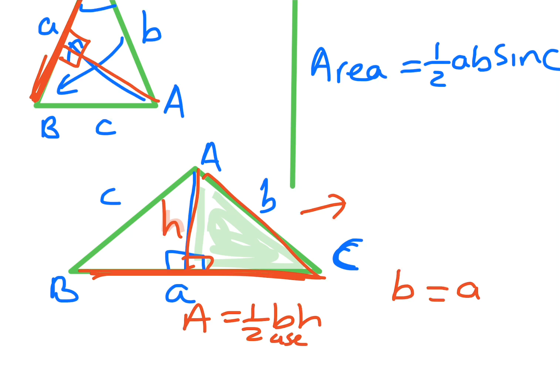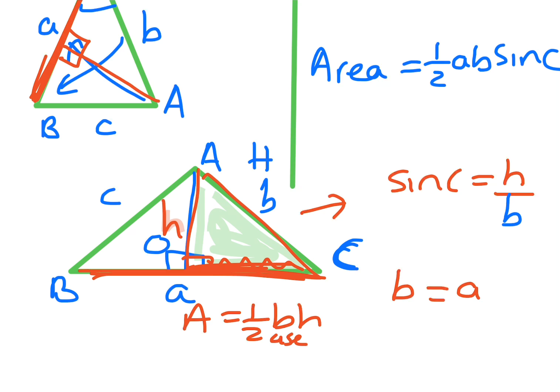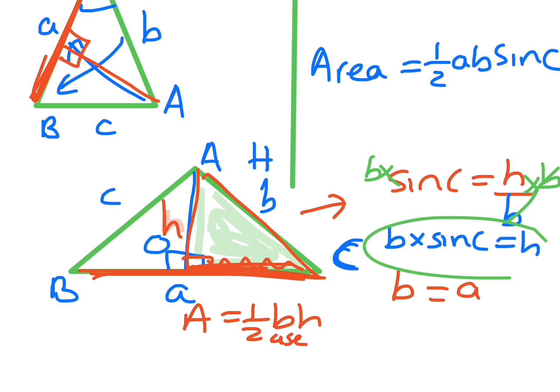So if you use that right angle triangle, sine C is h over b, because sine is opposite, which is the h, over the hypotenuse, which is the b. And then if you multiply on the other side, b times sine C equals h. That's because to get rid of the b, you times it on both sides and cancel.